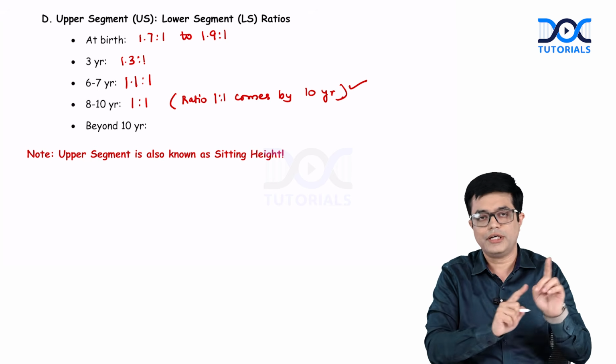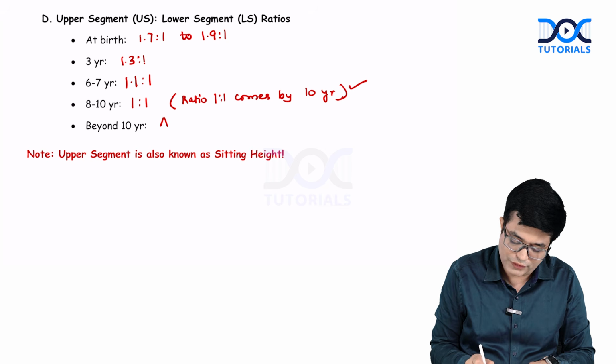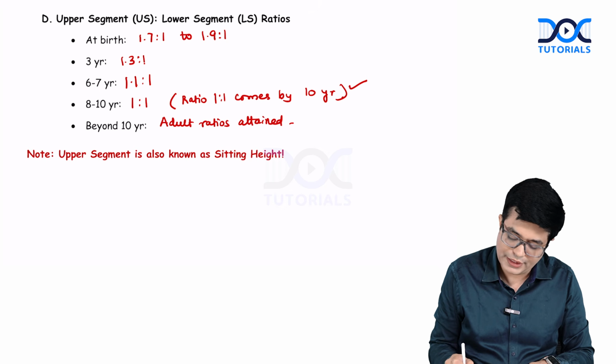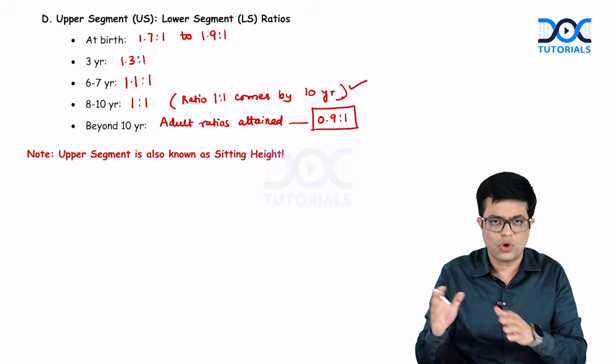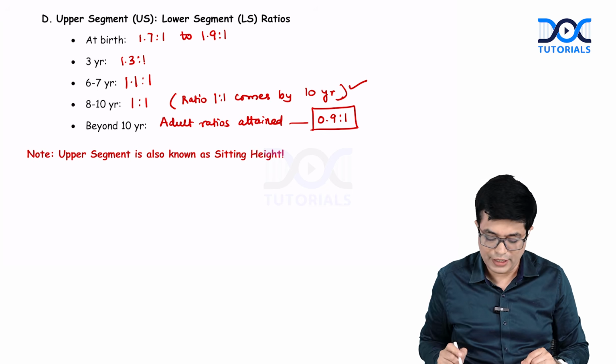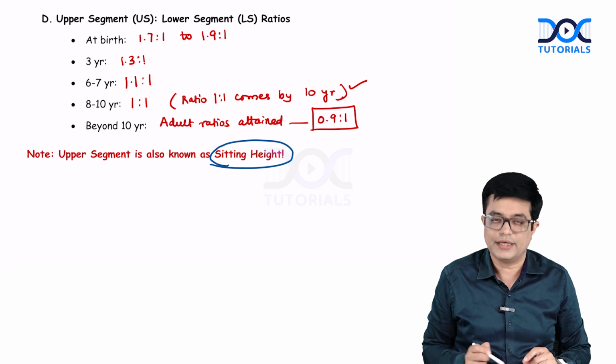This is according to Ghai. You can see the textbooks. And beyond 10 years of age, the adult ratios will be attained. What is the adult ratio in you and me? The adult ratio in you and me is 0.9:1. So our lower segment is slightly longer compared to the upper segment. And also remember that the upper segment is also known as sitting height in the child.